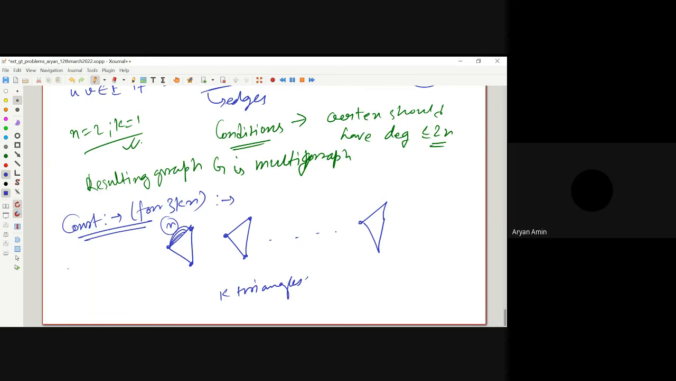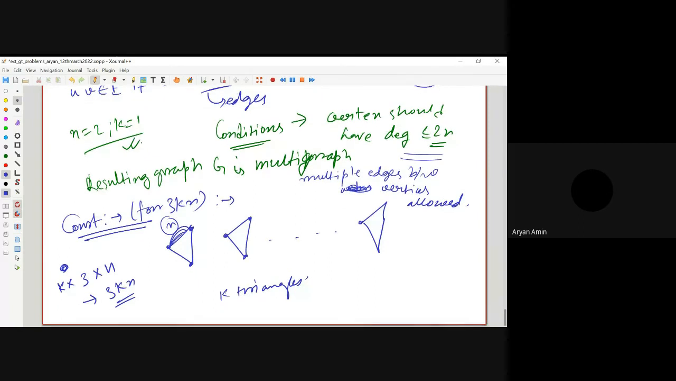So suppose we have k triangles, each one of them has three edges and every edge has multiplicity n, so that gives you 3kn. Does this make sense? Why multiplicity n makes sense? Because every vertex has degree at most 2n, right? And multiple edges are allowed. Multigraph means multiple edges between vertices are allowed. So this is how you get the 3kn bound.